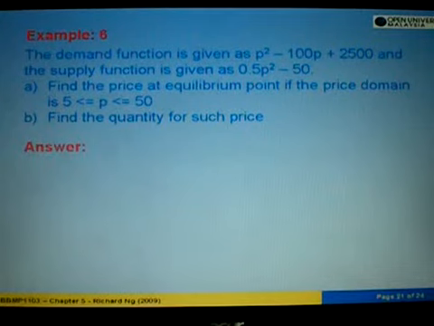Okay, let's continue with example 6. Now in this question, the demand function is given as p square minus 100p plus 2500, and the supply function is given as 0.5p square minus 50. So we are asked to find the price at equilibrium point if the price domain is between 5 and 50. The second part, find the quantity for such price.